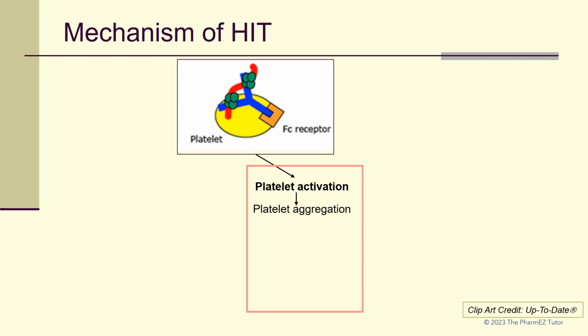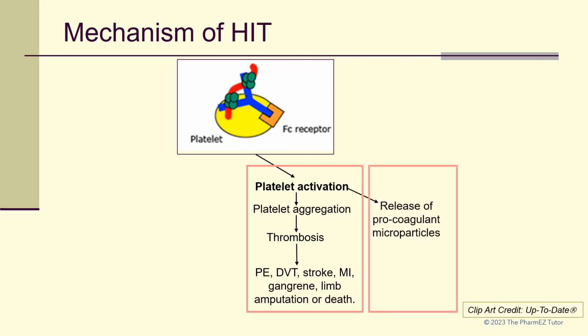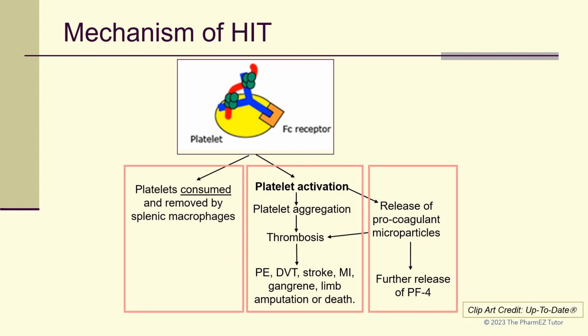This prothrombotic environment with a low platelet count can lead to severe thrombotic events that can include pulmonary embolism, DVT, stroke, MI, gangrene, limb amputation, or death. Platelet activation can also cause the release of procoagulant microparticles, which can also cause thrombosis. Platelet activation can also lead to further release of PF4, which propagates the HIT cycle. Platelets are also removed from the circulation by splenic macrophages. They are consumed, leading to thrombocytopenia.